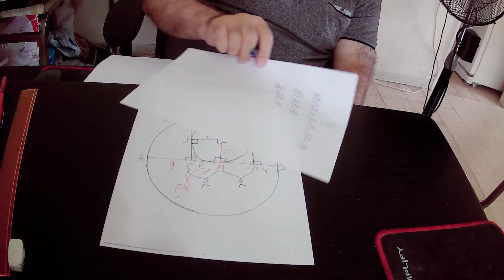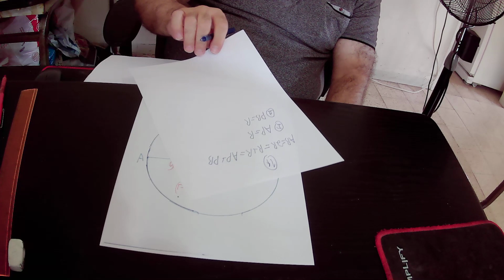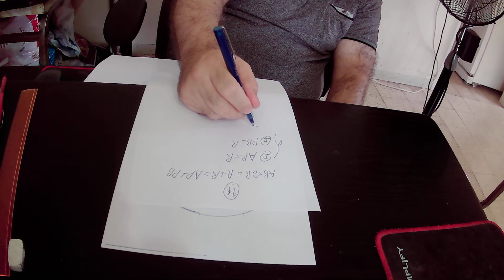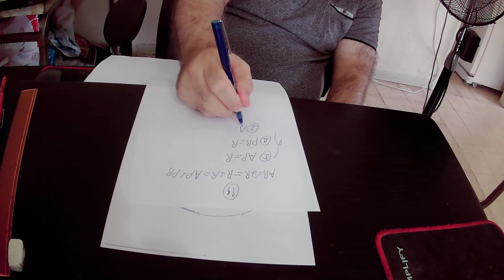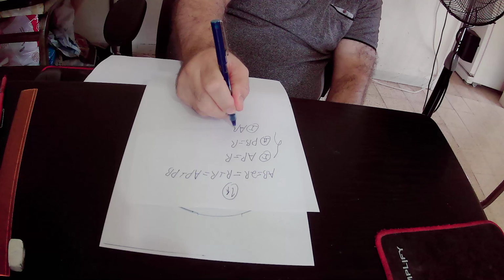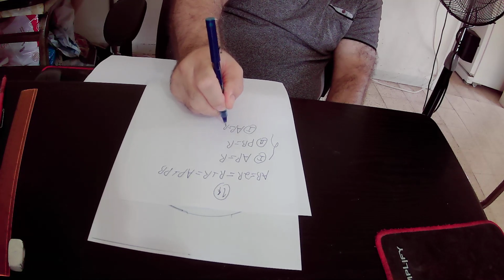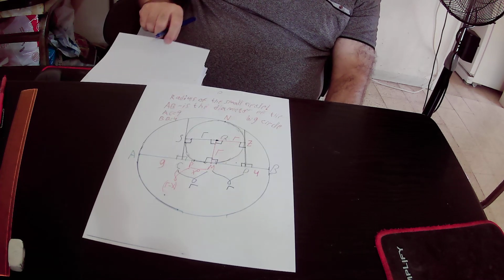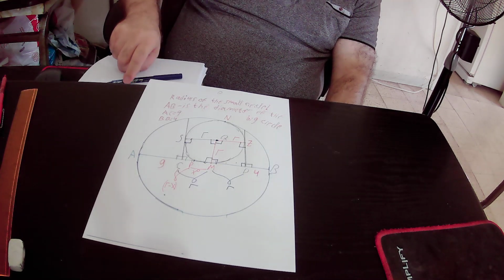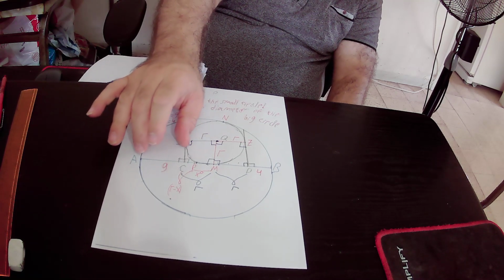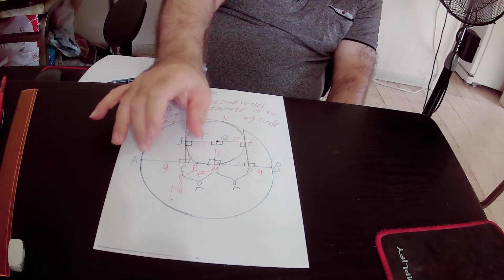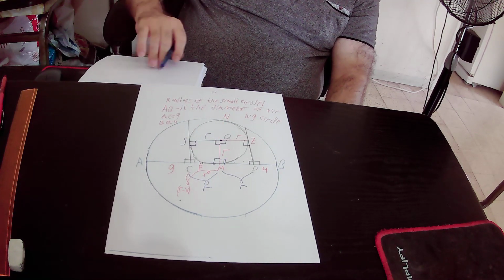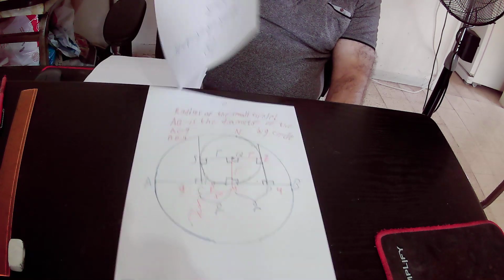So actually in the next step we will calculate the value of AP. AP equals to capital R, but what is the value of AP? AP equals to AC plus CP. Again, AP equals to AC plus CP.